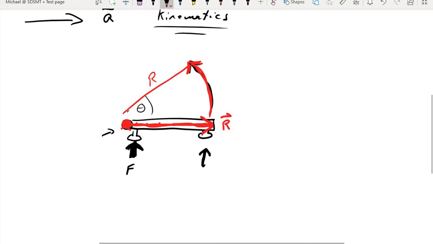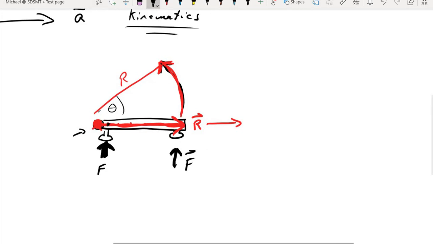Well, why do I want to turn the radius into a vector? Well, that's so I can see what direction the door is essentially facing at any given time. And I want to be able to relate that to the direction that my applied force is pointing.